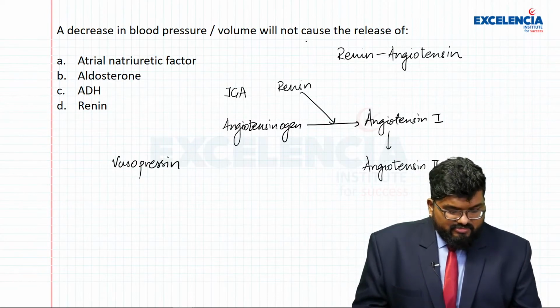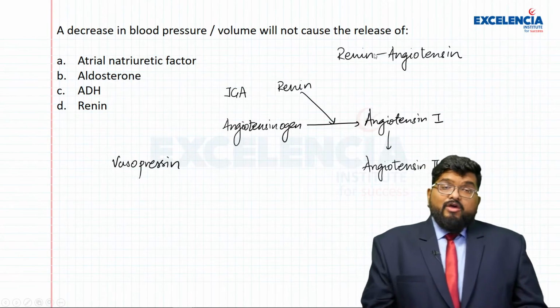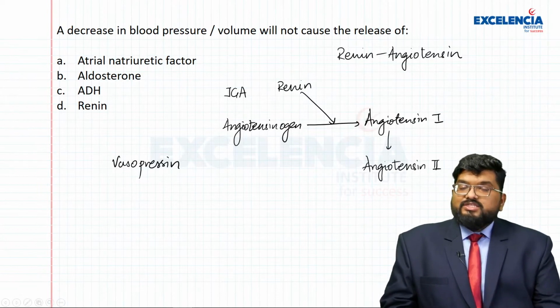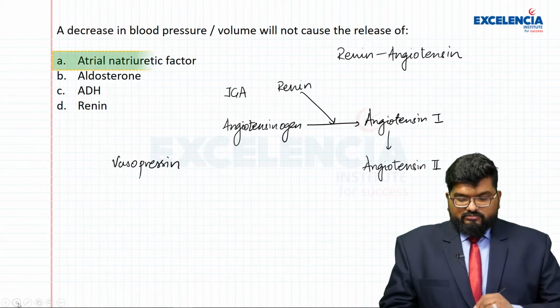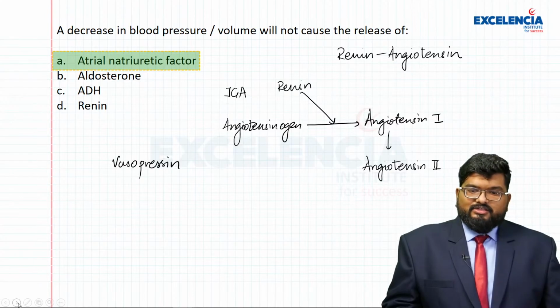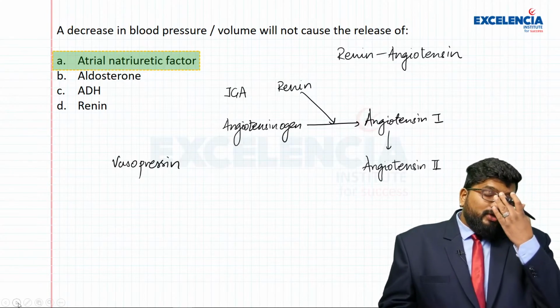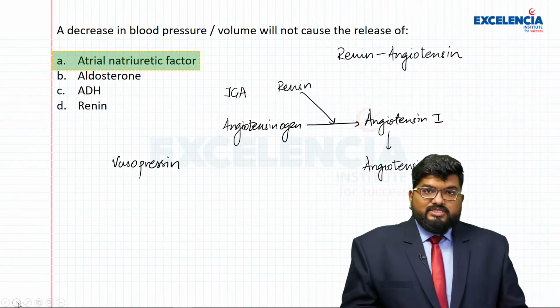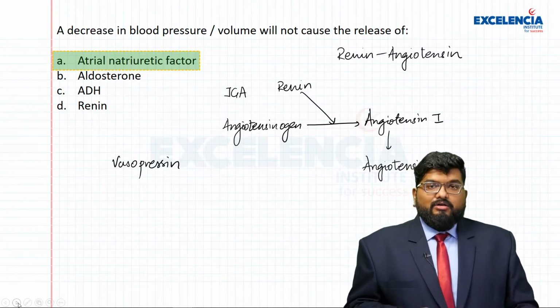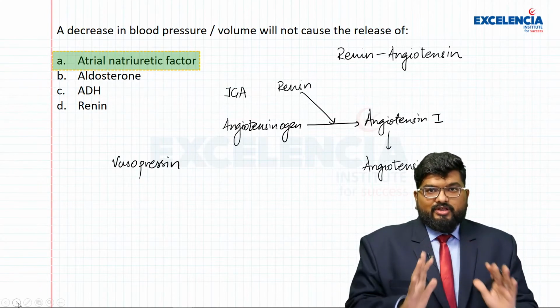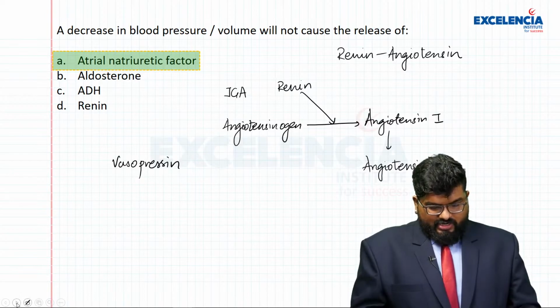So a decrease in blood pressure or volume will not cause the release of what? Atrial natriuretic factor, right? So this is basically how the process works. This is how the atrial natriuretic factor is going to work.